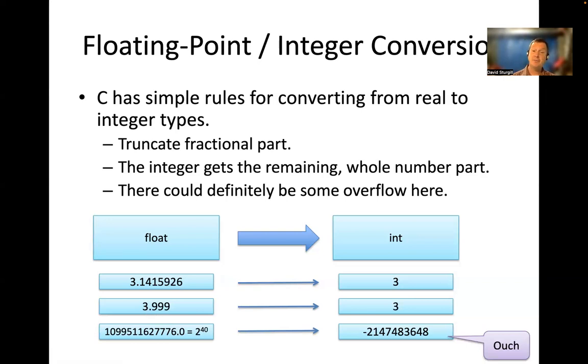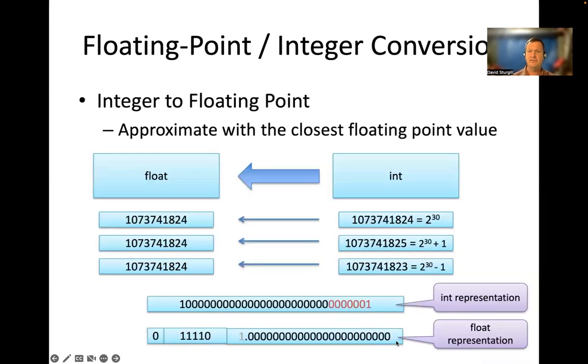Since floating point numbers have a much bigger range, you might start with a floating point number where even the integer part doesn't fit in an int. And that's what's going on in the last example. This number is 2 to the 40th. And that's a nice round binary number that's well in the range of a float, but not an int. That's too big of a magnitude. And if you try to do that conversion, you're going to get an overflow.